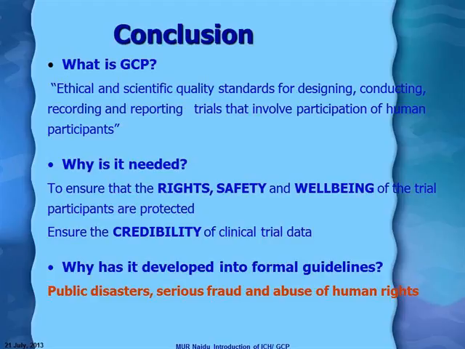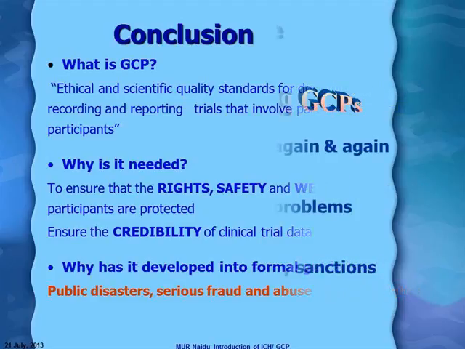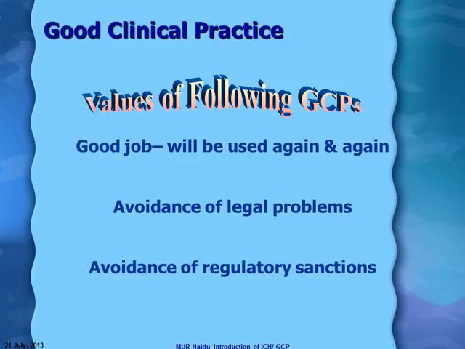Number two, why is it needed? It is needed for two important issues. Number one, to ensure that the rights, safety and well-being of clinical trial participants are protected during the conduct of the clinical trial. And number two, it ensures that the data generated from the clinical trial is credible and accepted globally. Why has it developed into formal guidelines? Because previously there were public disasters, serious frauds and abuse of human rights in conducting clinical trials by sponsors and investigators.